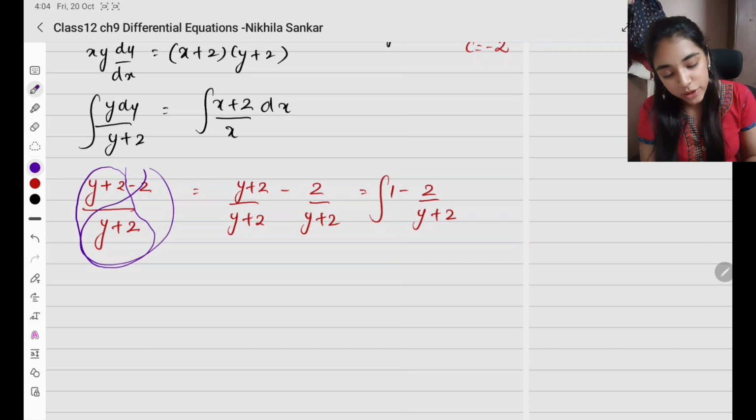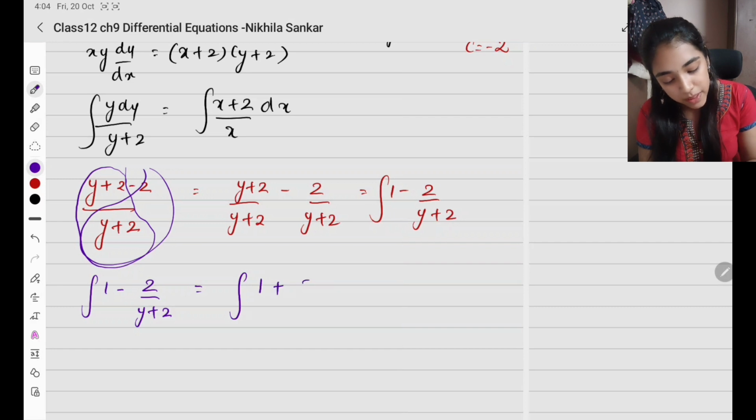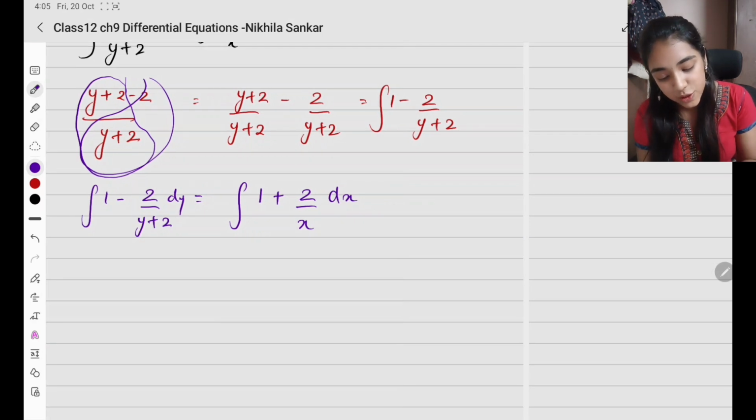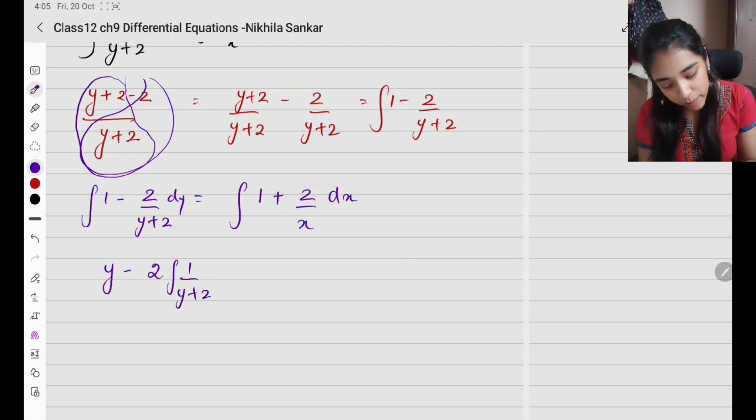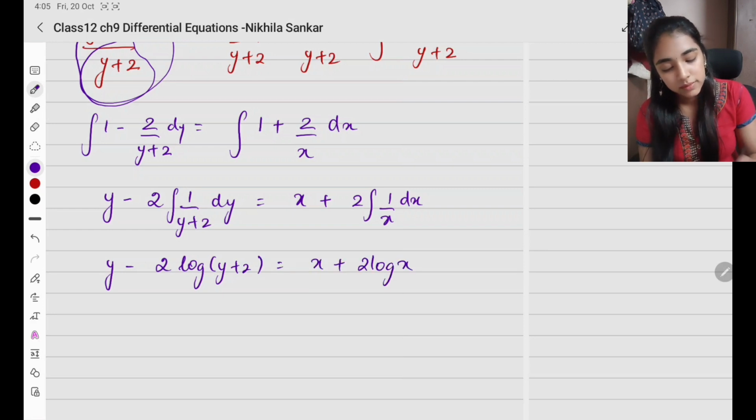Now your RHS is again going to be integration of 1 minus 2 divided by y plus 2 equals integration of, இதை split பண்ணலாமா? So x by x is going to be 1 plus 2 by x dx. இந்த பக்கம் dy. So now when I integrate, what do I have? Integration of dy is going to be simply y minus 2 is a constant, integral 1 divided by y plus 2 dy equals integration of dx is simply going to be x plus 2 is a constant, 1 divided by x times dx. Step up போடலாம், no hurry. Y minus 2 times log y plus 2 equals x plus 2 times log x.